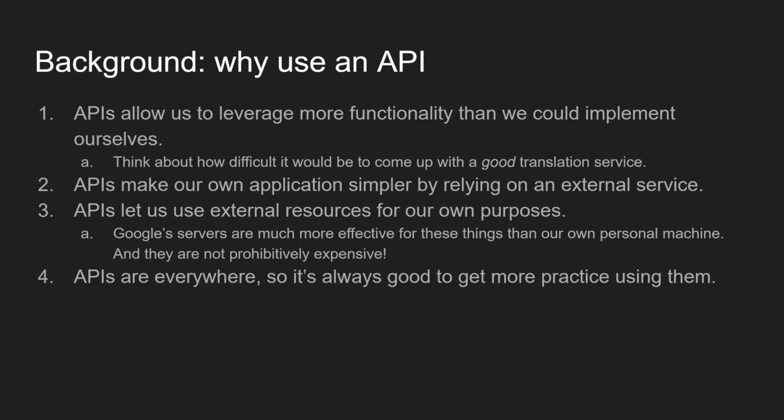So just think about how difficult it would be to come up with a good translation service on its own. And then not only are we going to be using translation, but we're also using text-to-speech and image recognition. So it's incredibly powerful to be able to leverage these APIs instead of having to write our own code to do something very, very difficult. We also just make our application much simpler. All we have to do is this one API call instead of having to actually implement the application itself. We can rely on an external service.